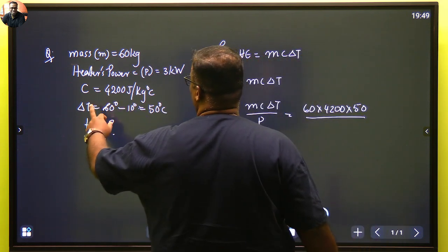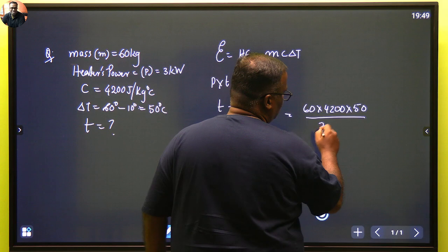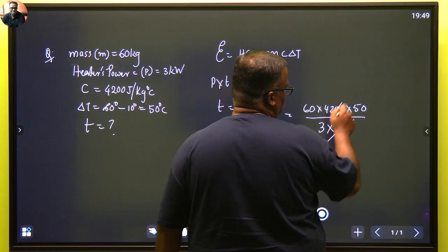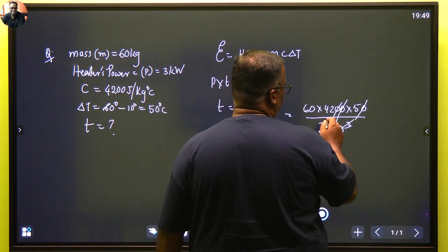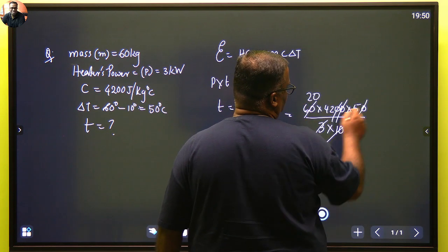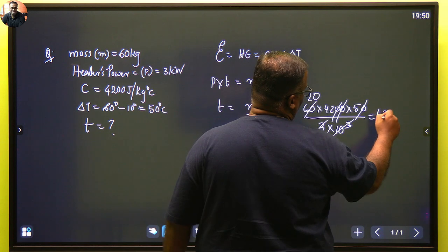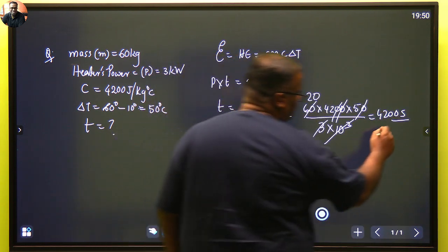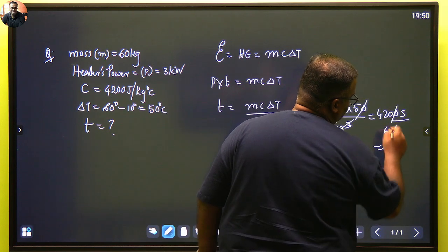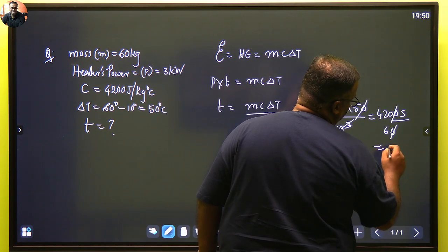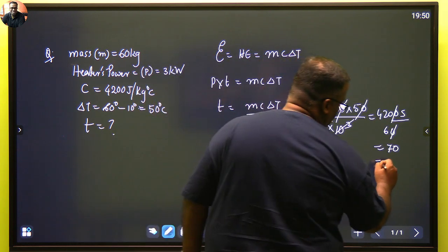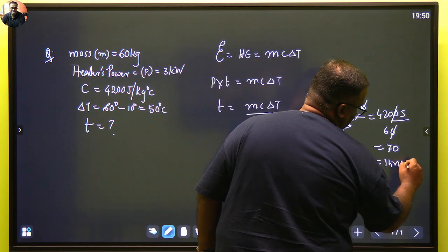And what is the power? The power is 3 kilowatt, which is 3 into 10 to the power 3. 10 to the power 3 cancels 2 zeros from here and 1 zero from here. And 3 into 20 is 60. 25 is 100. So 4200 seconds is the answer. Which means if I divide it by 60, 0 0 gone, 6 sevens are 42 and 0. So 70 minutes. 70 minutes means 1 hour 10 minutes.